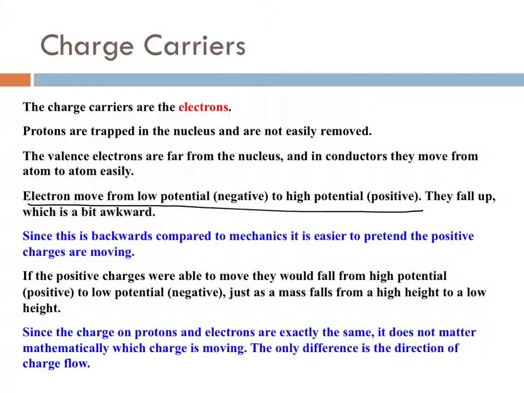If the positive charges were able to move, they would fall from high potential to low potential, just as mass falls from a high height to a low height. Since the charge on protons and electrons are exactly the same, it doesn't matter mathematically which charge is moving. Again, the only difference is the direction of the charge flow. So the most important thing is that we're going to be pretending that our protons are moving rather than our electrons.